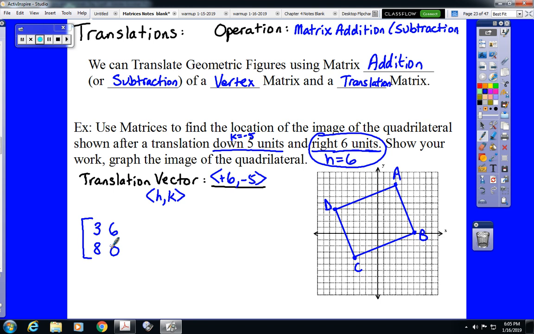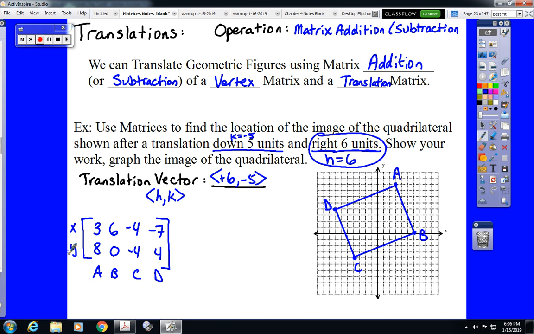C is located at the point negative 4, negative 4, left 4 and down 4 from the origin. And D is located at the point negative 7, 4. So we list each point as a column with the X listed in the first row and the Y listed in the second row. Again, we covered that in the previous video, but that is called the vertex matrix of that quadrilateral. It allows us to recreate that picture because it gives us the coordinates of each vertex, each important point.